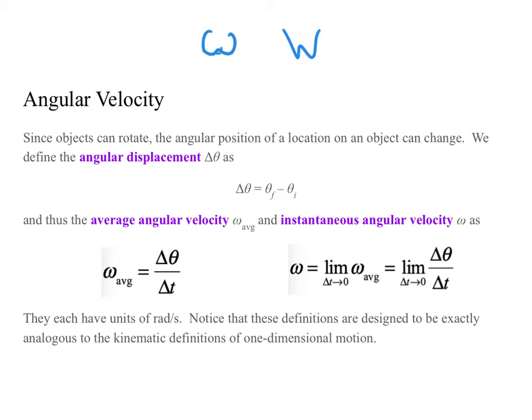So we define omega average as delta theta over delta t, and then omega is the limit as delta t becomes small, or d theta over dt. Notice that these would have the units of radians per second, which is really just per second, but we'll usually keep the radian there, keep track of it. Notice how these are designed to be exactly analogous to the kinematic definitions of one-dimensional motion, where we would have had stuff like v average is delta x over delta t, and so on.